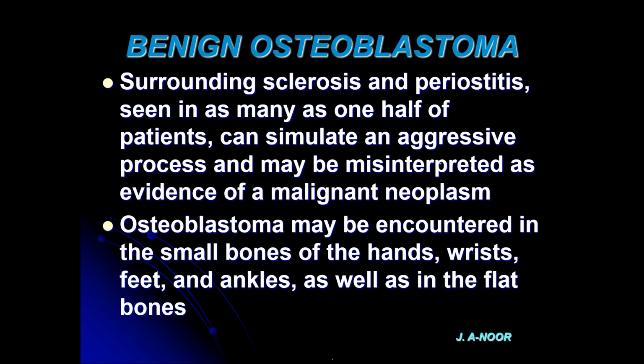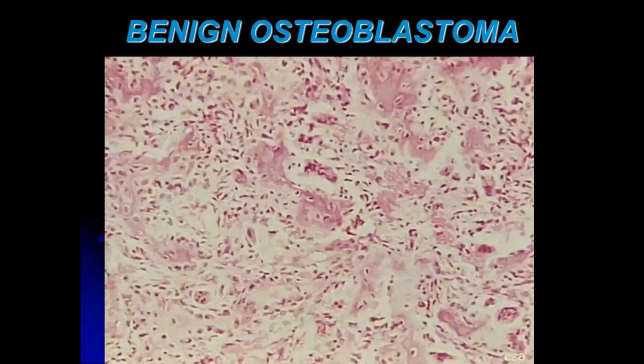Osteoblastomas also occur in the small bones of the hands, wrists, feet, and ankles, as well as in the flat bones. This is benign osteoblastoma. In how it appears, it has similar pathology to an osteoid osteoma. You see osteoid tissue cells, you see osteoblasts, but there is rarely any aggressivity. You don't see too much hyperchromatism. You don't see mitosis.